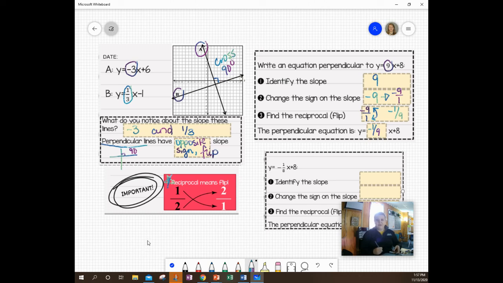And again, if I graph those, I'm going to notice that they're going to intersect, and they're going to cross at that 90-degree angle.